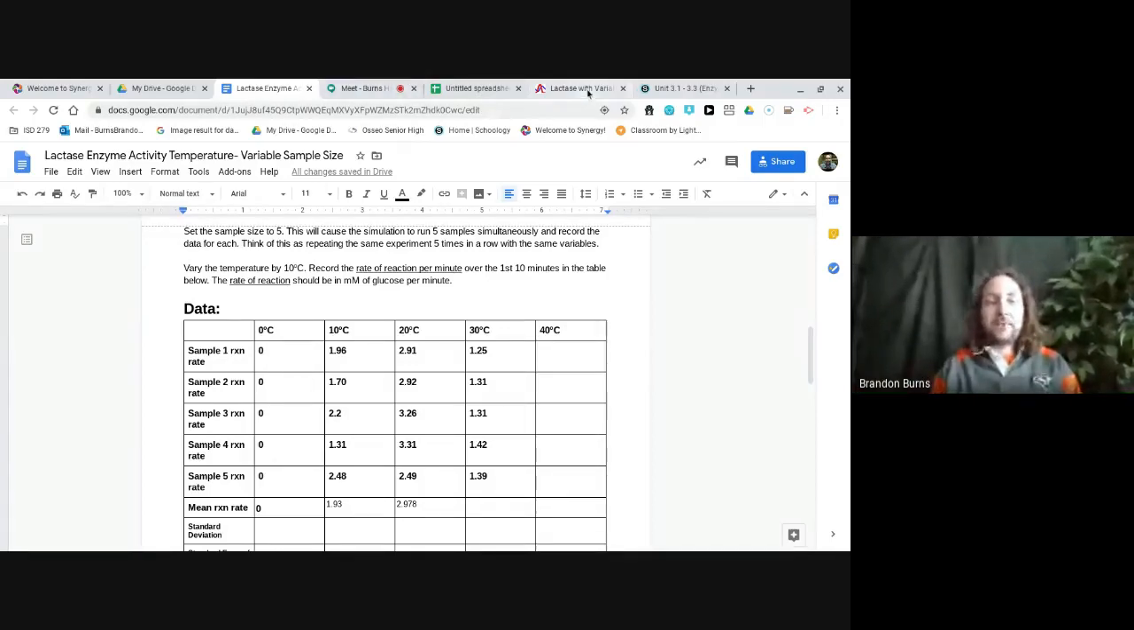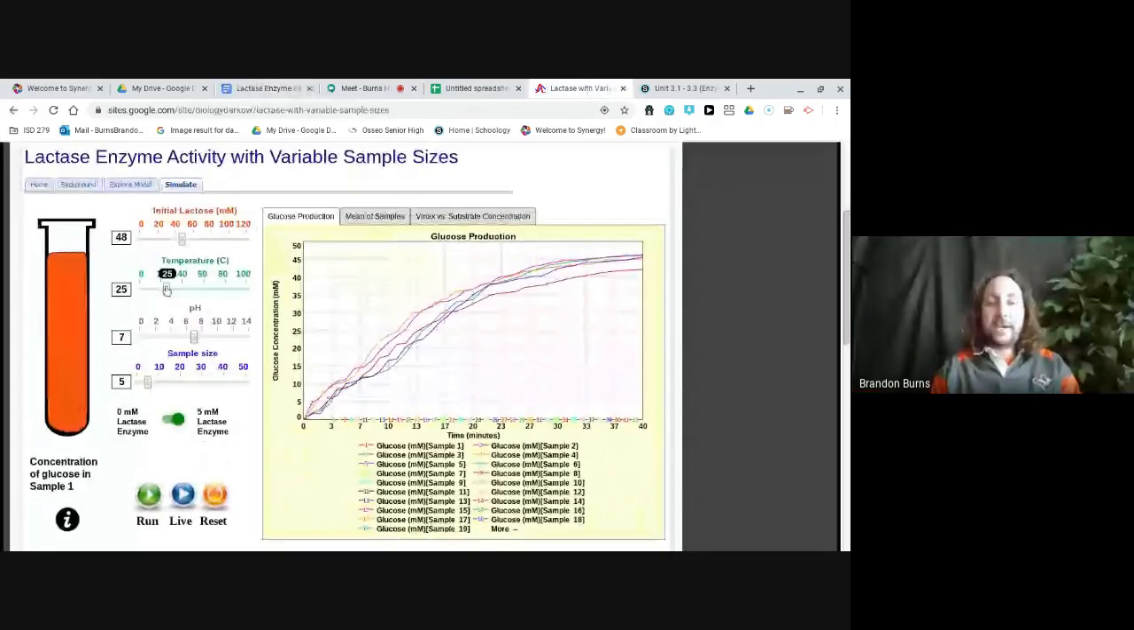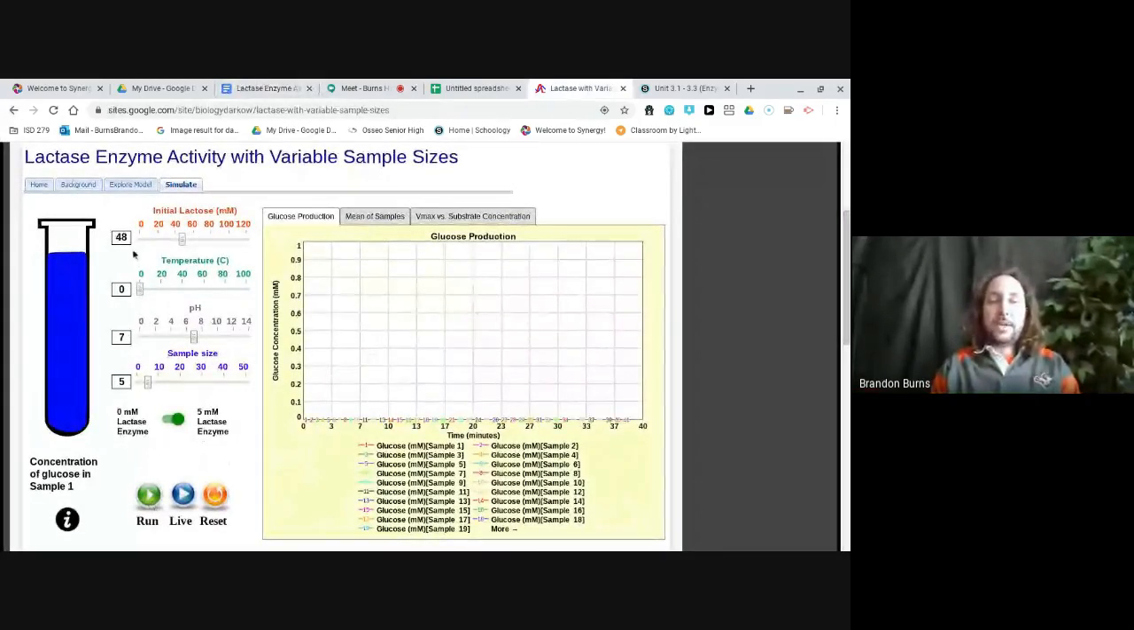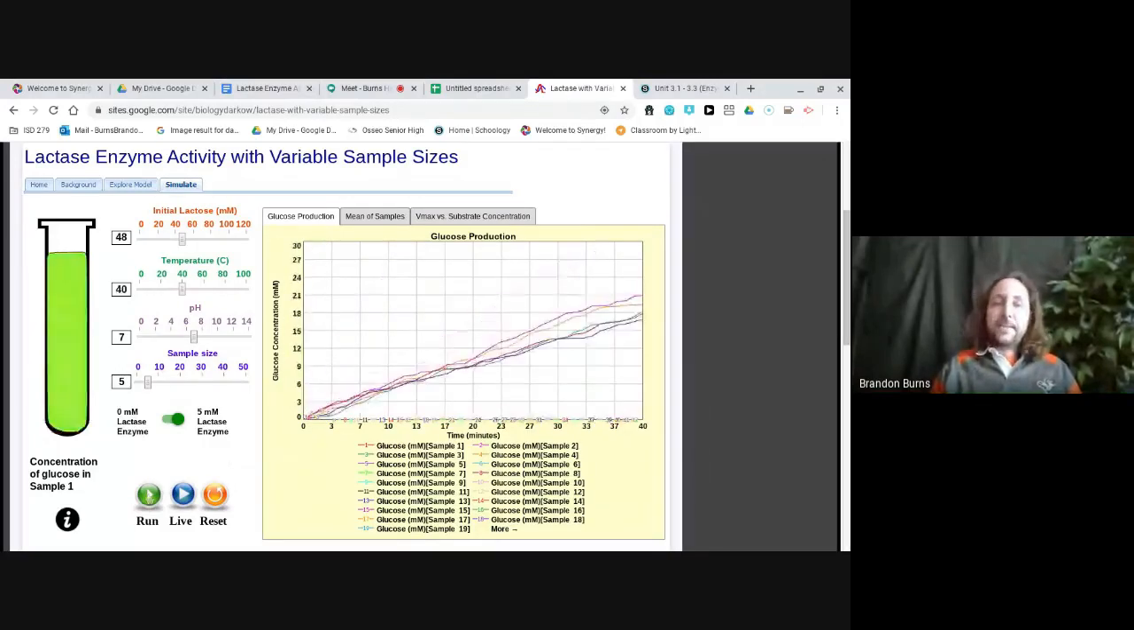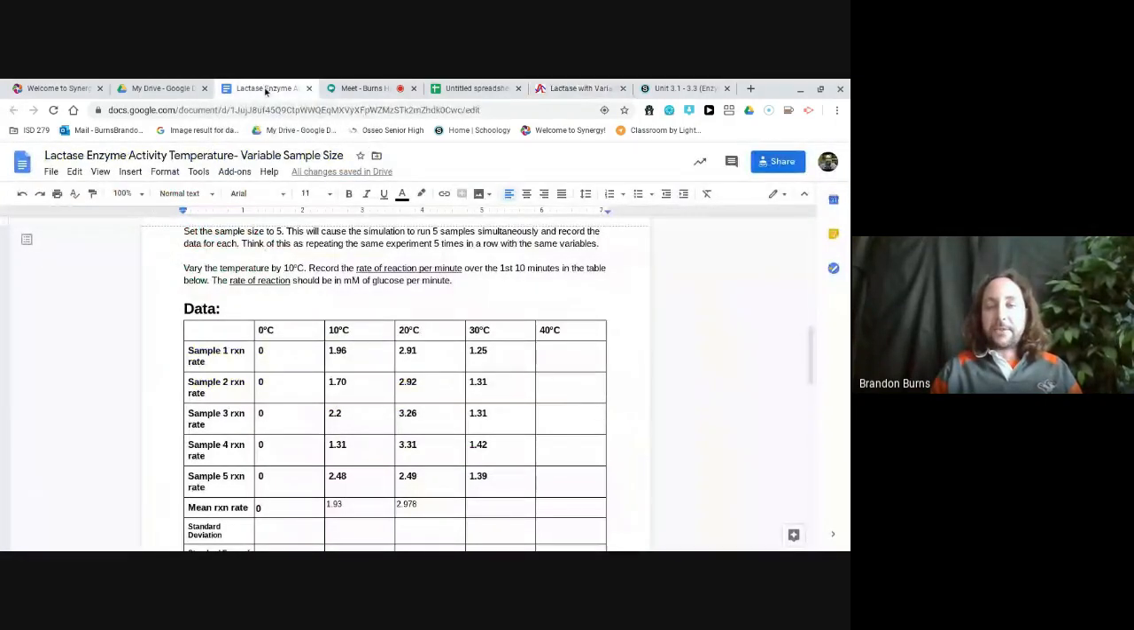So I had set my temperature value at 0. I ran it, right? I recorded that data. I went to 20 and so on. Okay, so I'm going to set it at 40 degrees Celsius, and I'm going to run it, and I get my data. Now, what I'm supposed to record is the first, second, third, fourth, and fifth reaction, what the reaction rate was for the first 10 minutes. So I'm going to need to do a little math.